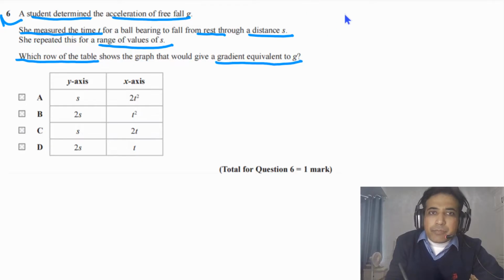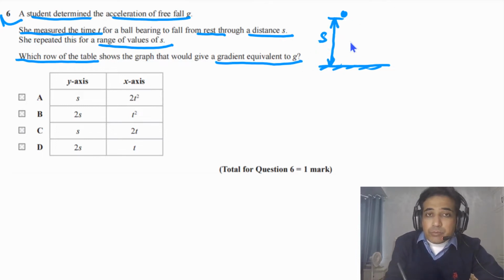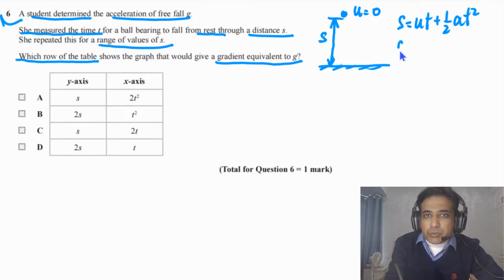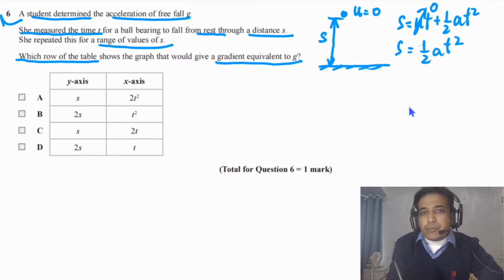For this question, she dropped a ball bearing from a certain height, and the height is given to us. In this case, this height is s, so we can draw it here. We need to determine the value of g, and this ball bearing started from rest, so u is equal to 0. Acceleration is constant, so we can say s will be equal to ut plus 1/2 at square. As initial velocity is equal to 0, the first term is 0, so here we will have 1/2 at square.